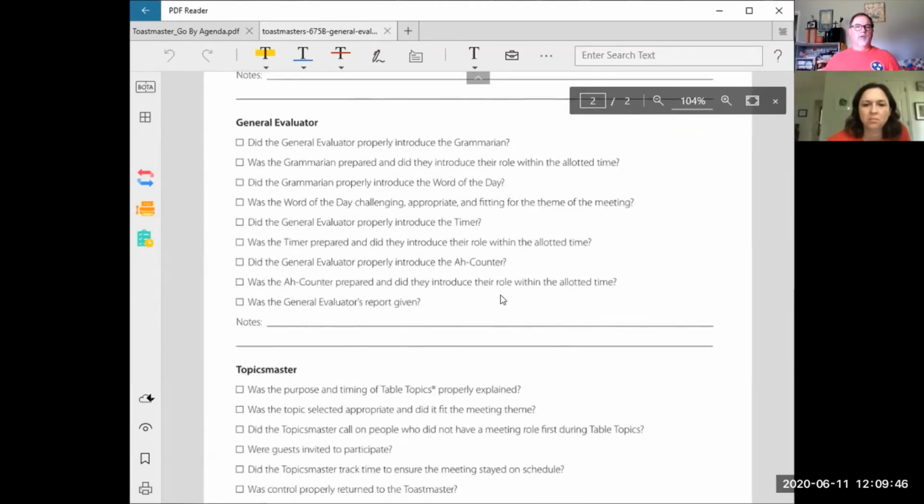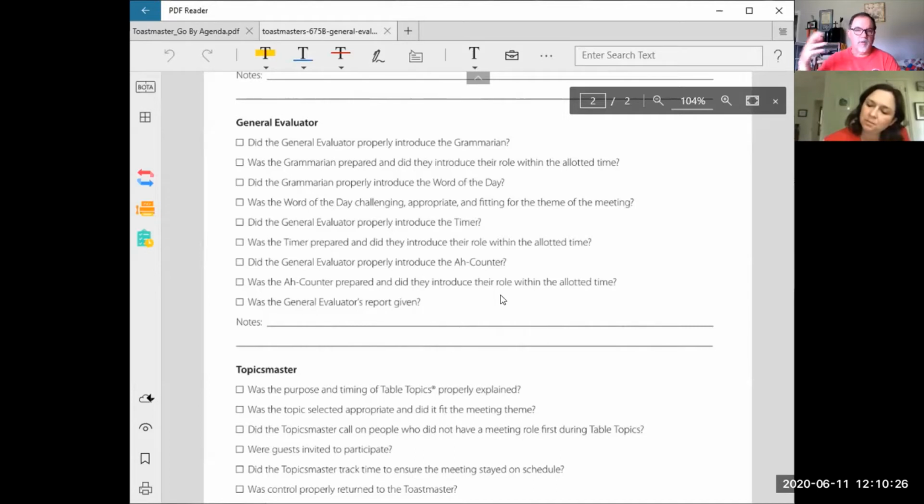Then the general evaluation of the meeting. Did they properly introduce the grammarian? Did the grammarian do what they were supposed to do? Some people say, well, you had a few and this person had a few, and that's not being quantitative. So they really want you to give credit where the grammarian actually says, John, you had 7 ahs, and Kristen, you had 4 ahs. Really be quantitative. So they want to mention that kind of stuff.